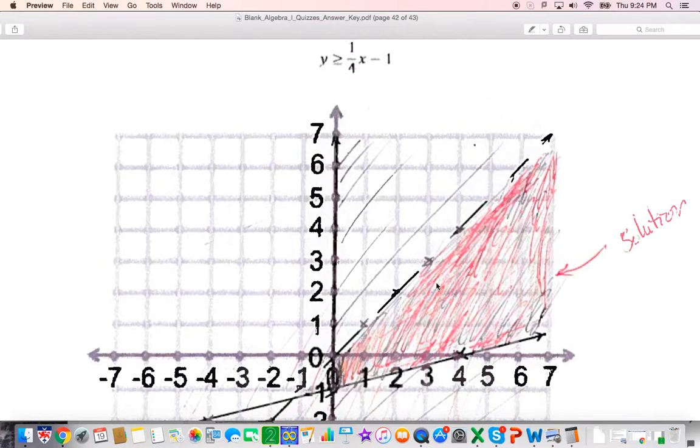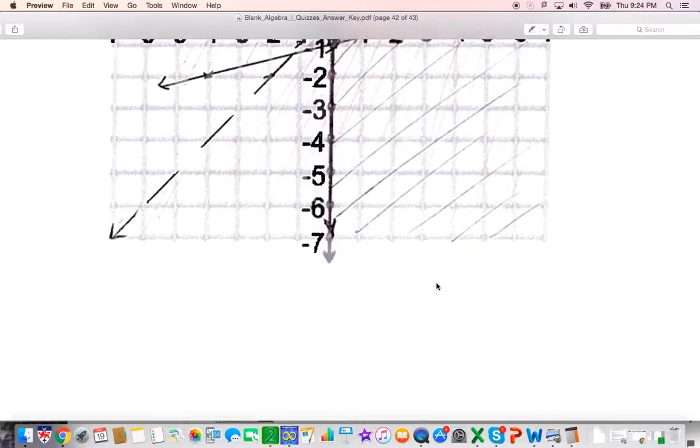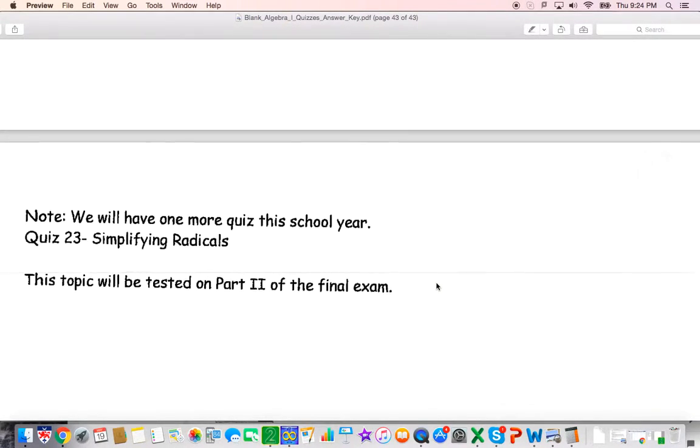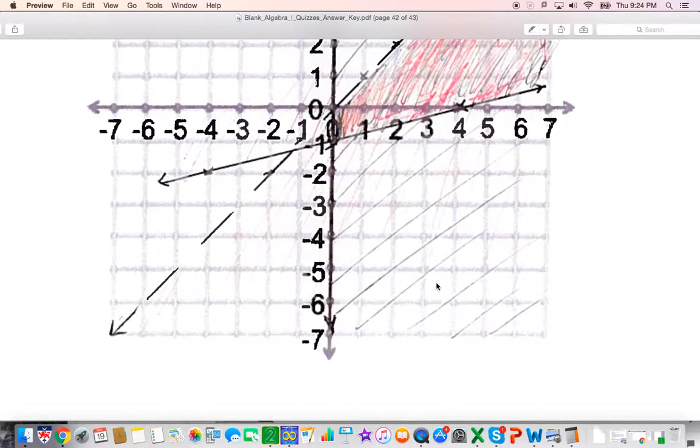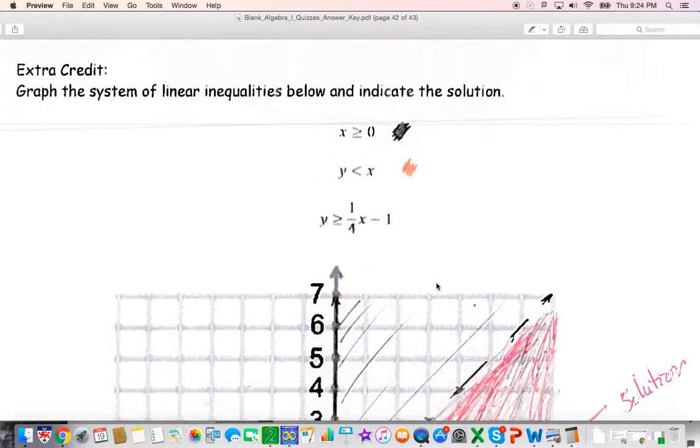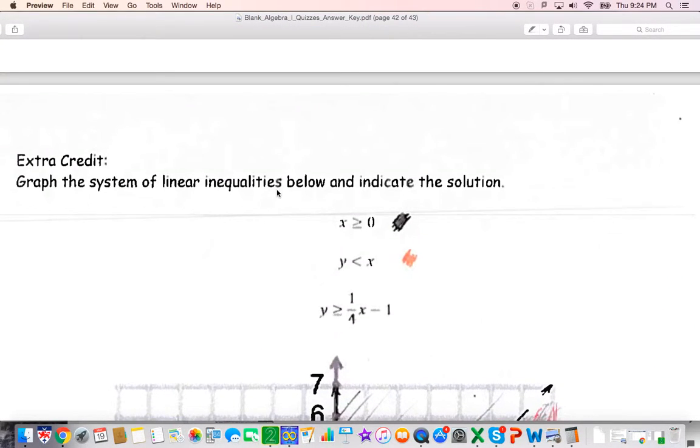That was kind of challenging, but hopefully you understood, and I believe that's the end of our packet. Yes, everything else in this packet is on part 2 of our final, so hopefully this helped, and good luck.